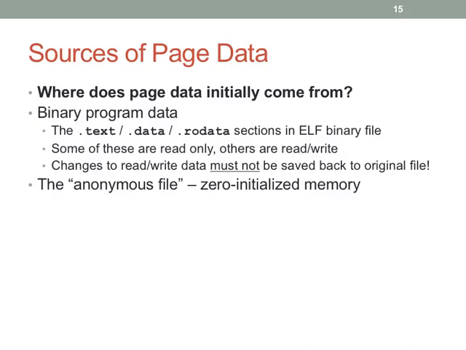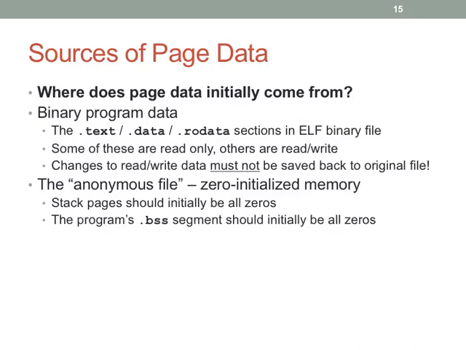Then you have the anonymous file, which is Unix's nickname for zero-initialized memory. So stack pages, for example, and BSS. BSS stands for block started by symbol, I think, if I remember correctly, which is an anachronistic name. I can't remember offhand the history of that name. But again, it's described in the ELF file. It says here's where it starts, here's its size, but then it doesn't say anything about what file offset. And that's on purpose. That's so that BSS will just be initialized to all zeros.